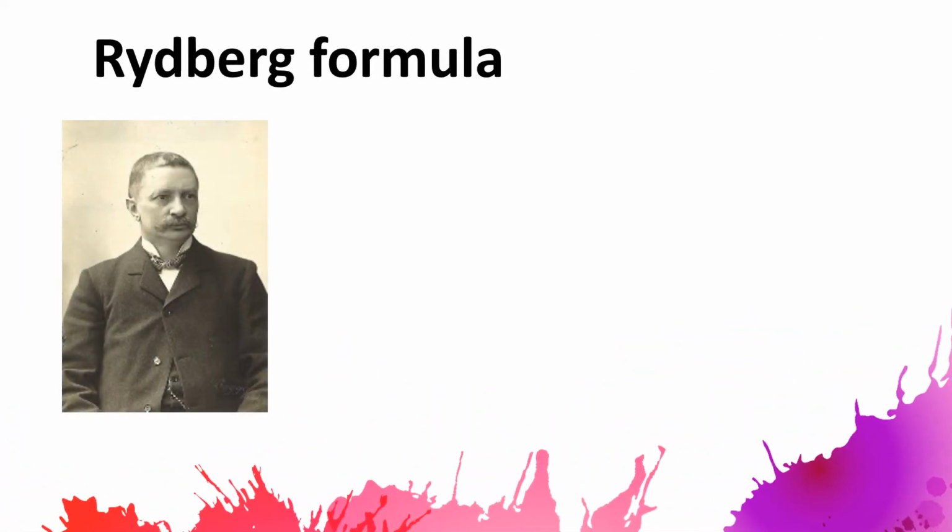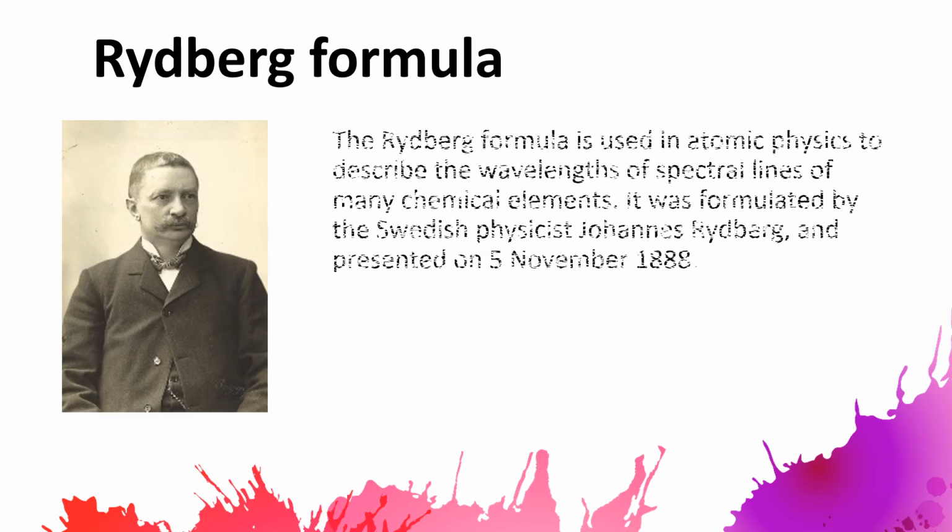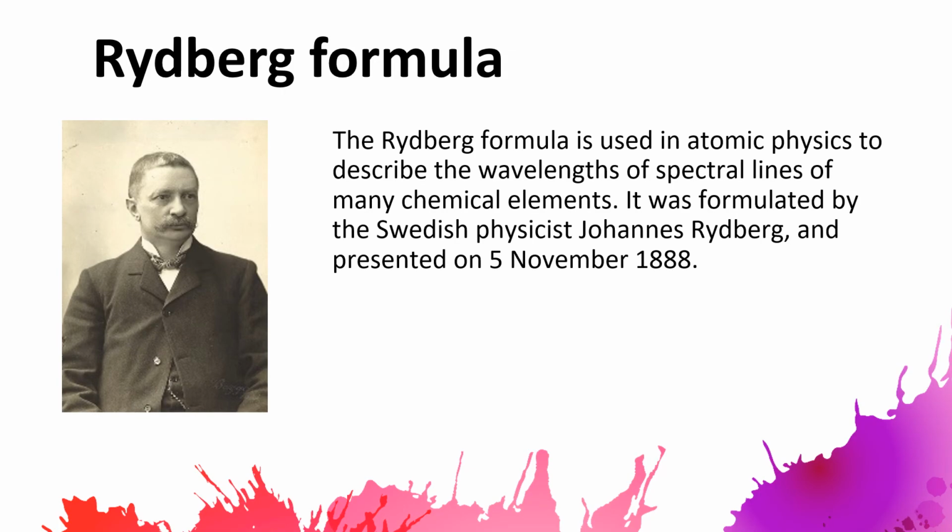About the Rydberg formula, that is also used in atomic physics to describe the wavelength of spectral lines of many chemical elements, what you have seen in the hydrogen spectrum also. It was formulated by the Swedish physicist Johannes Rydberg and presented on 5th November 1888. This is the Rydberg formula that he proposed.